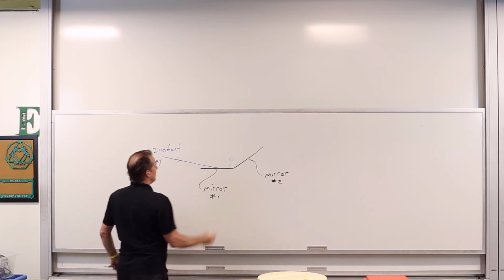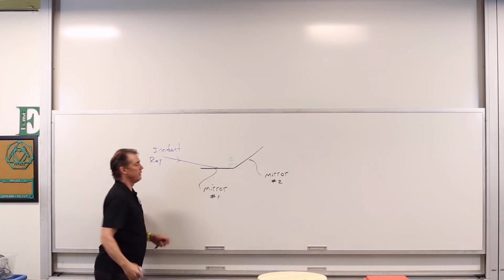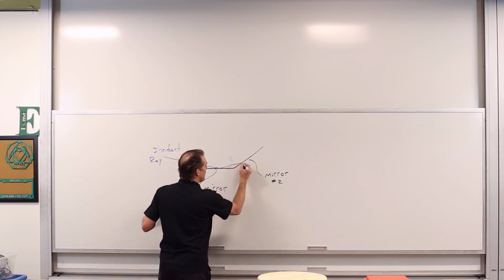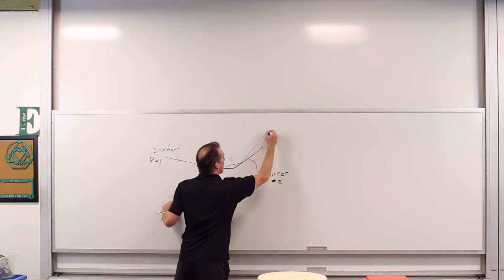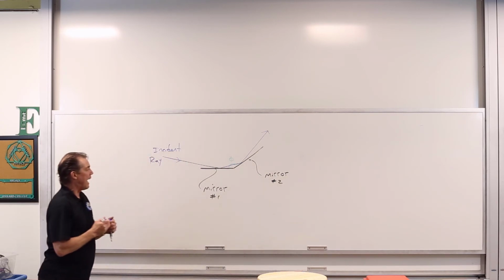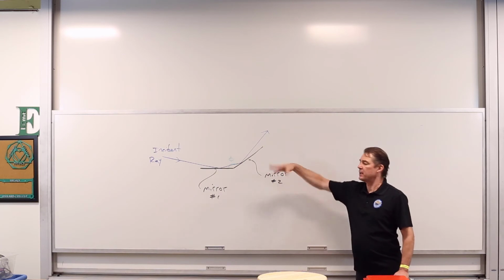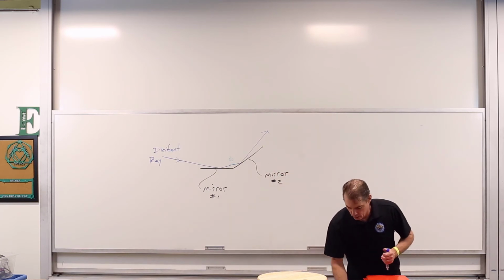Incident ray. It comes in and strikes right here, and then it's going to do some other stuff, right? It's going to bounce off of this at equal angles. It's going to hit this one and reflect off of this. And what we could ask is, hey, at what angle does it reflect off of the second mirror, given this scenario?